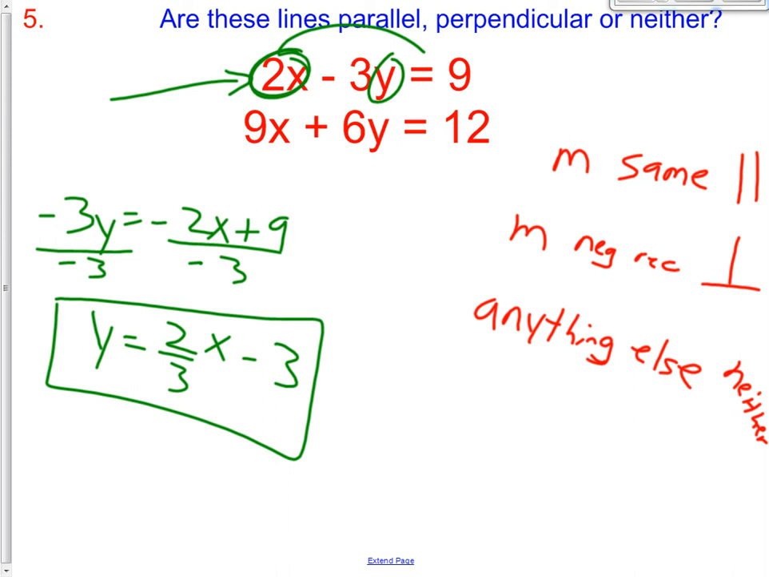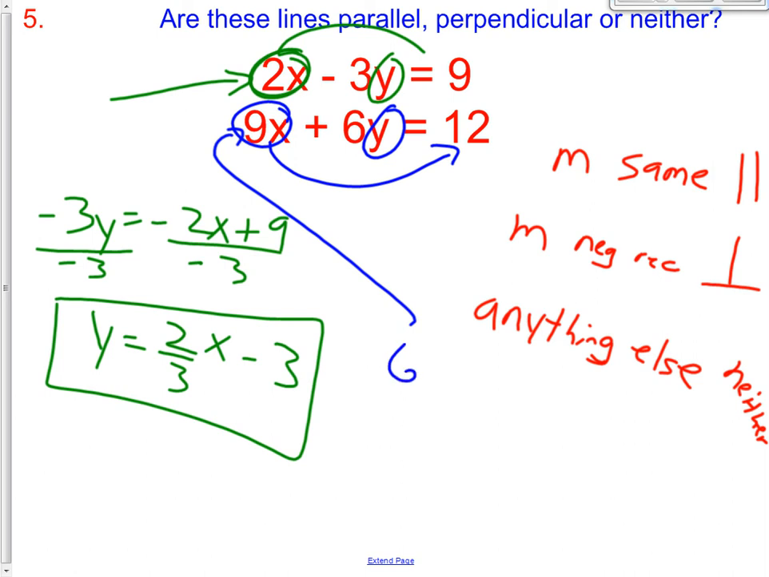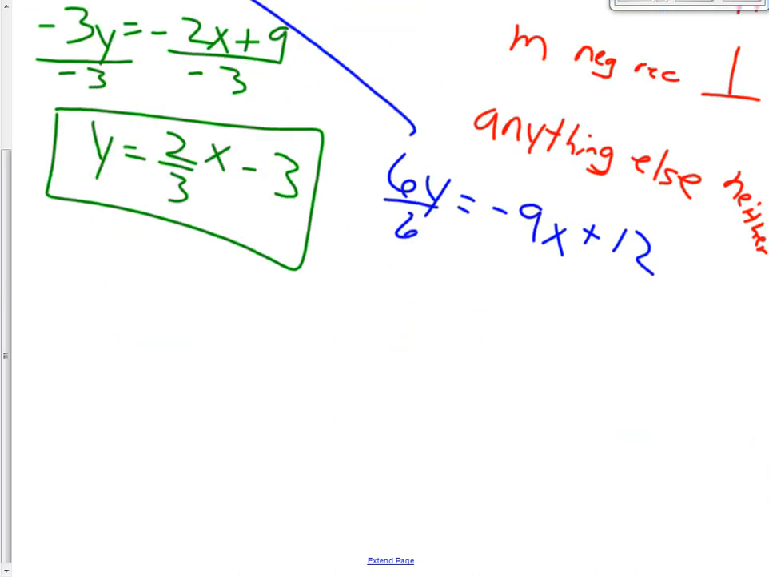Going on to this one, let's do the exact same thing. Let's get y all by itself. So 9x, we're going to subtract you to get you onto the right. So 6y is still on the left, and now we have a negative 9x plus 12 off to the right. Let's divide both sides by 6. And now we have y equals a negative 3 halves x plus 2.